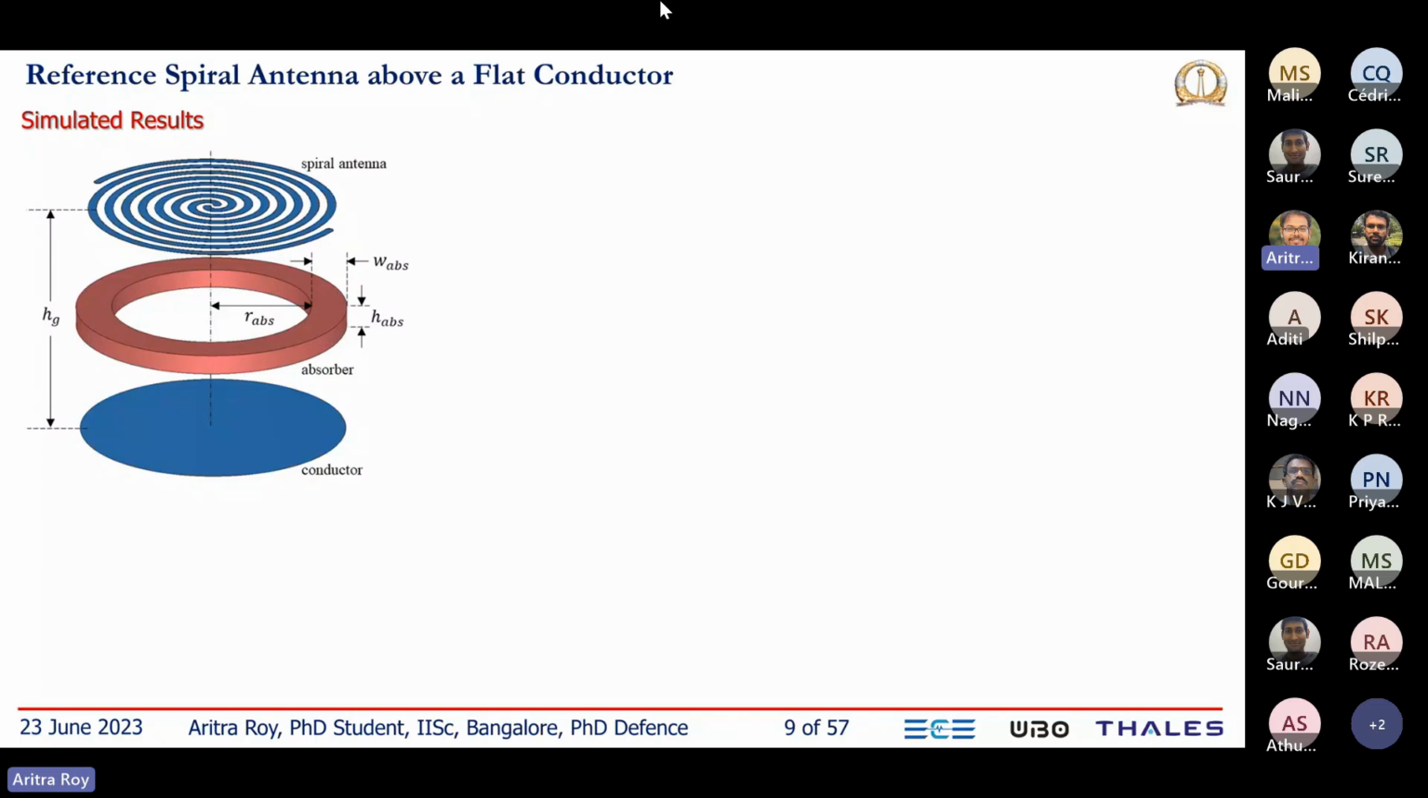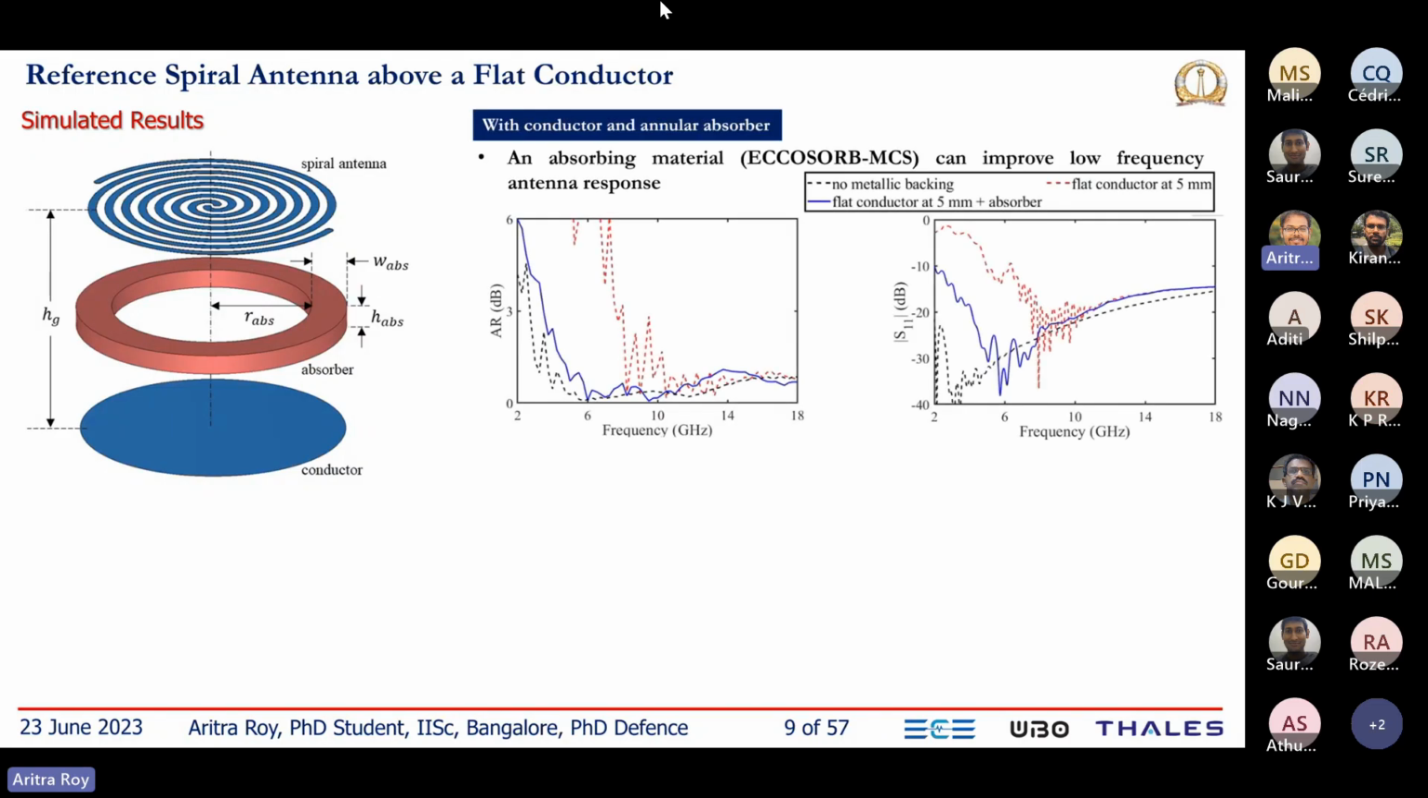So they are reflected at the antenna edge and come back to the antenna feed and degrade the low frequency axial ratio as well as the impedance of the antenna. So what we can do is remove this residual current from the edge of the spiral by using an absorber. In the picture, you can see when we have a flat conductor at 5 mm and we have an absorber, we have almost similar performance to the freestanding antenna, but obviously with unidirectional radiation.